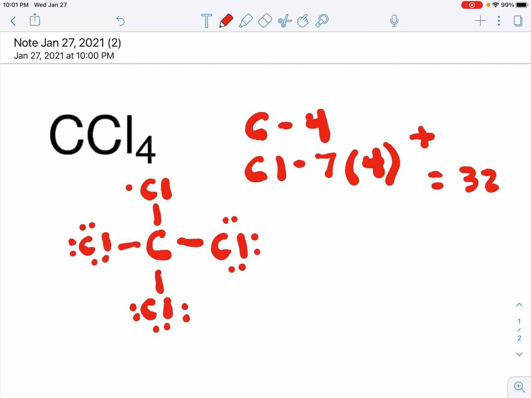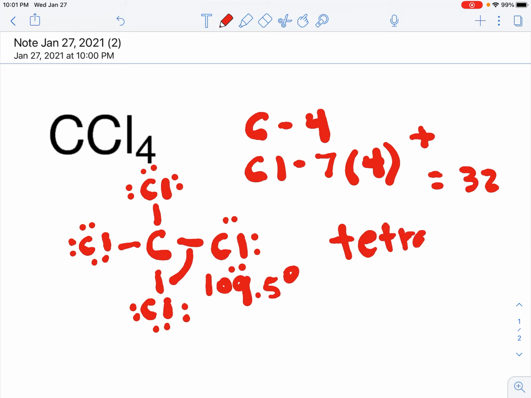And then I can see that I have 4 equal bonds around the carbon, each of 109.5 degrees, giving me what's called a tetrahedral shape. This tetrahedral shape then is perfectly symmetrical.